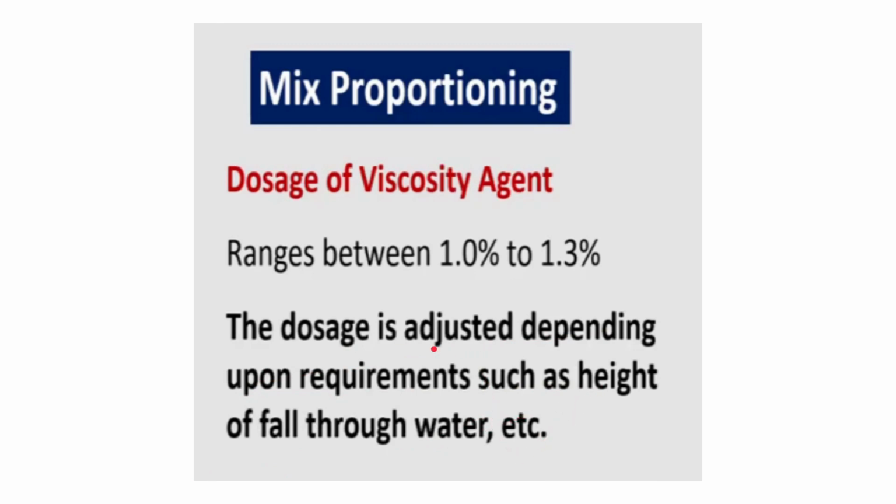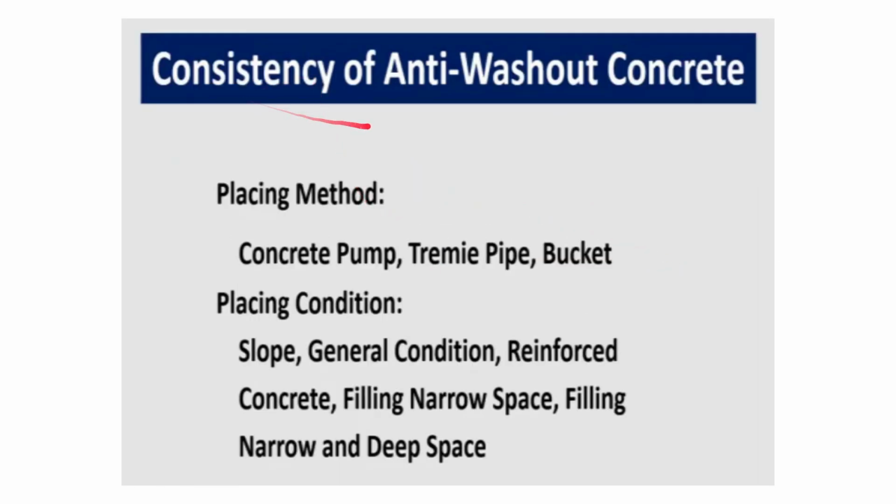Just as we saw an example where the value came to be 1.5%. So, consistency of anti-washout concrete. This consistency will basically depend on two criteria. One is the placing method, and second is the placing condition. The placing method, as I just told you, consists of three ways. One is concrete pumping, one is tremie pipe, and third is bucket. We have studied tremie pipe last class also, and concrete pumping is basically pump.